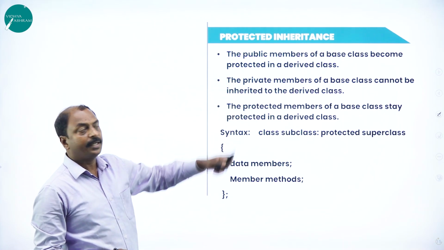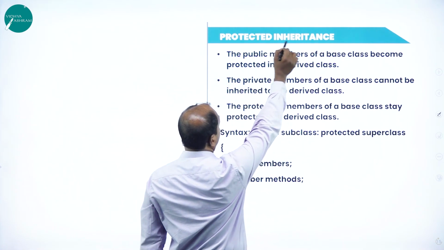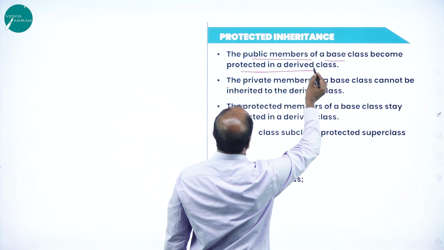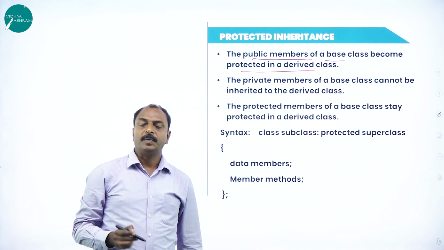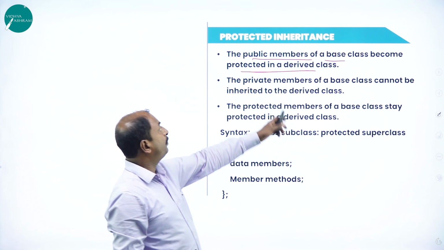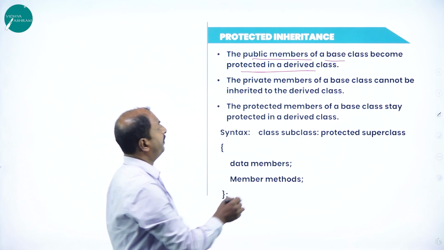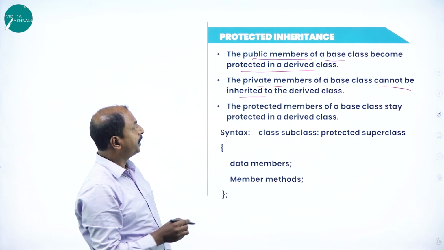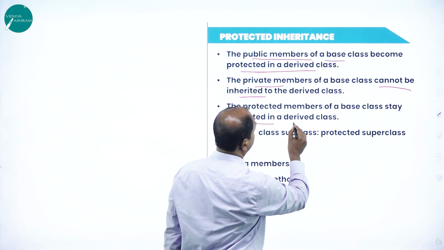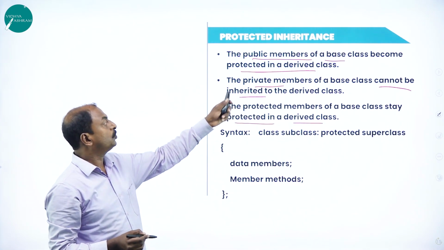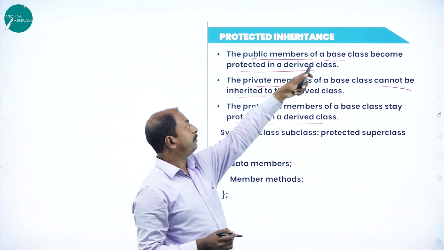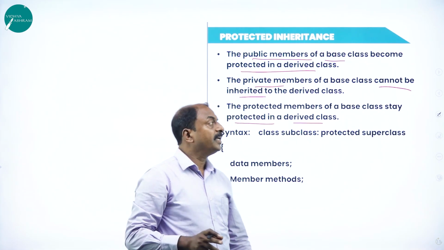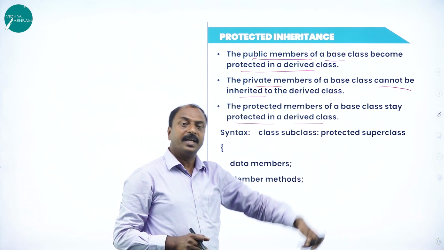Here, protected inheritance. Under protected inheritance, the public members of a base class become protected in the derived class, the private members cannot be inherited, and the protected members of the base class stay protected in the derived class. Again, two of these points remain the same, but the public members of a base class become protected in the derived class under protected inheritance.